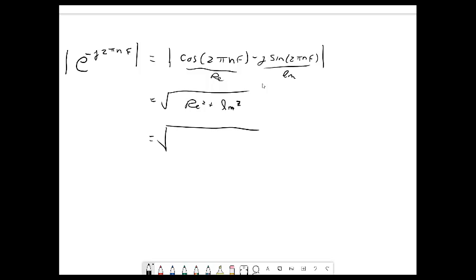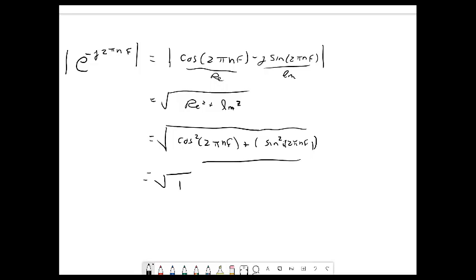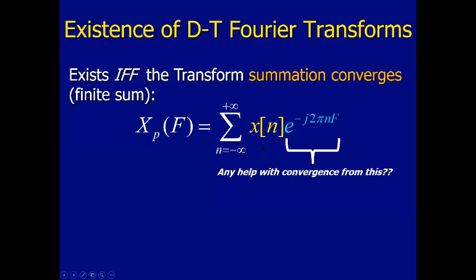which is the square root of cosine squared of 2 pi nf, plus the imaginary part, negative sine of 2 pi nf, squared. Certainly the squaring makes the negative sign go away. And sine squared plus cosine squared of anything is 1, right? So this has a magnitude of 1, no matter what n or f is. And so it's not going to be of any value at all for making our Fourier transform converge, which is unfortunate, but not necessarily a problem. That means everything is dependent on x sub n.